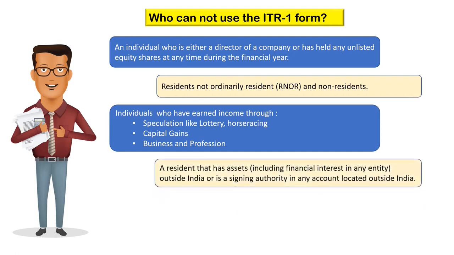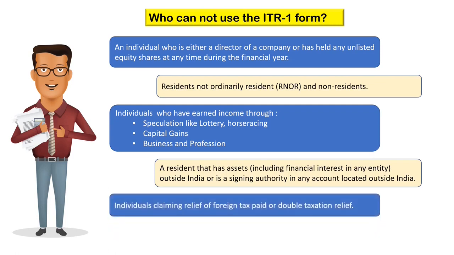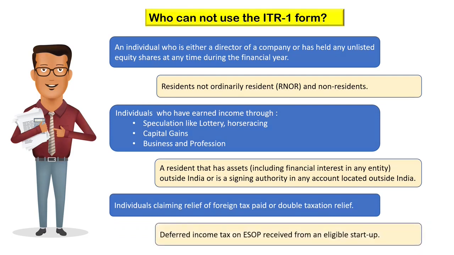A resident who has assets including financial interest in any entity outside India or is a signing authority in any account located outside India cannot use Form ITR-1. Similarly, individuals claiming relief of foreign tax paid or double taxation relief cannot file ITR-1 form, along with those individuals who have to report deferred income tax on ESOPs received from an eligible startup.